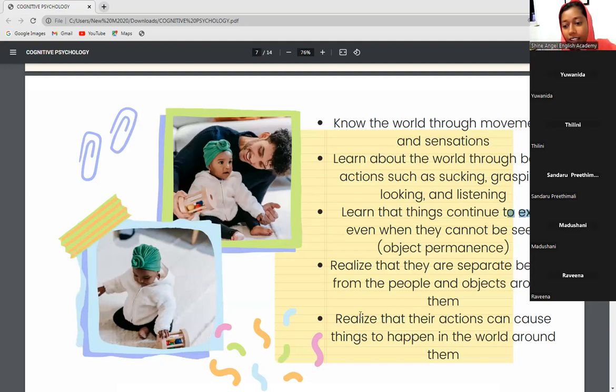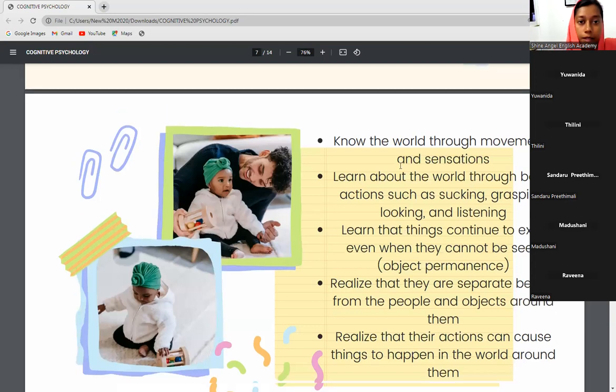Okay, and the other one is that they realize their actions can cause things to happen in the world around them. For example, if they move the hand, take something and put it back. Motor response. Okay, so that is one of the parts.